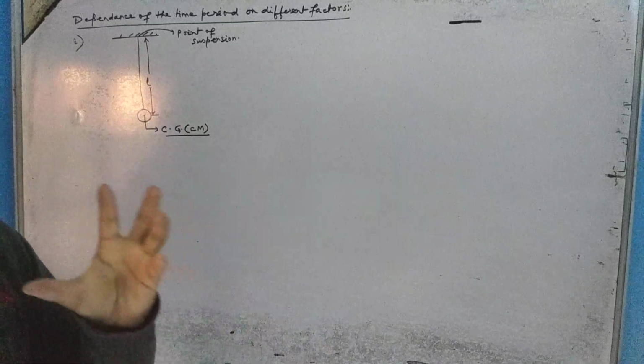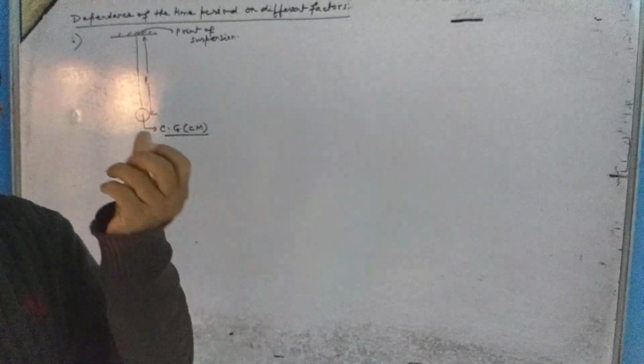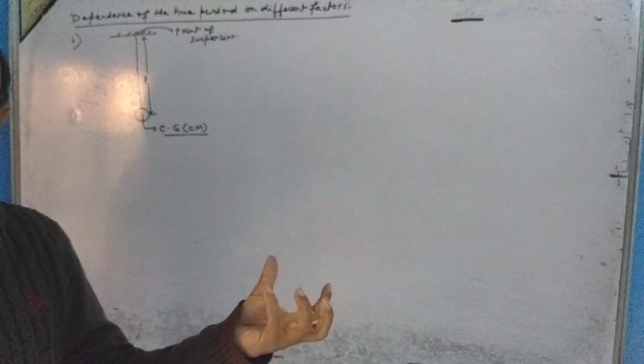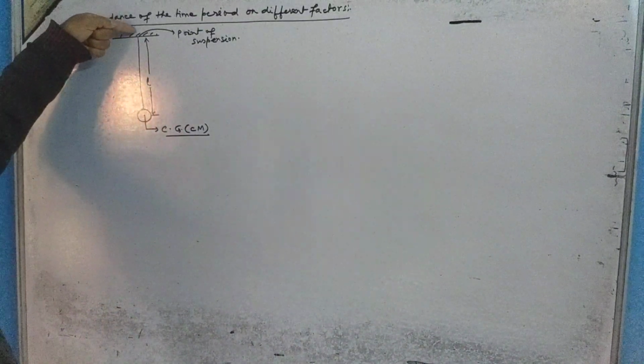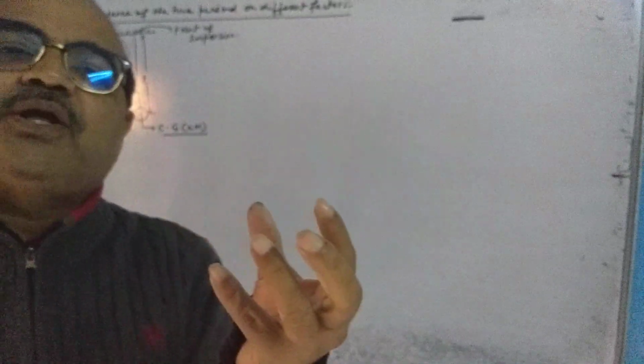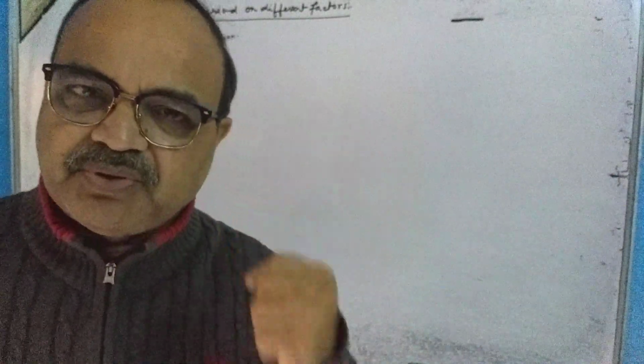Number one I have marked, but before starting it, I want to tell you one thing. This is the pendulum, right? The string. This is the massive bob. The massive body here which is suspended is called the bob. This is called the point of suspension, and this is the center of gravity or center of mass of this bob. That is the geometrical center of the bob. It is spherical in shape.